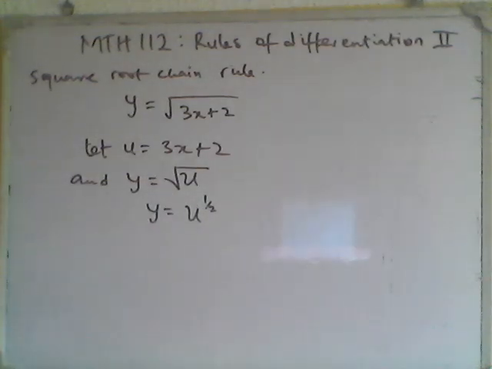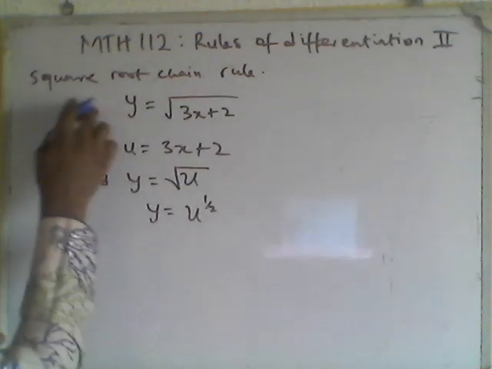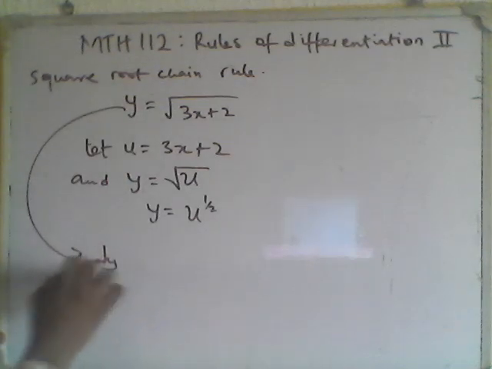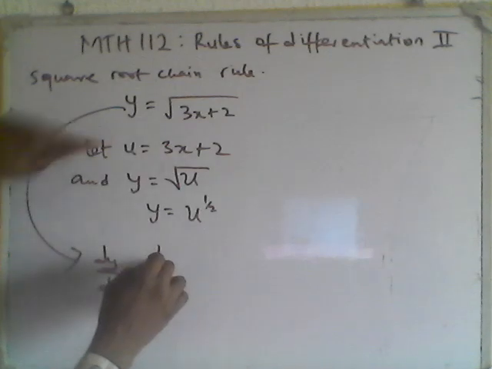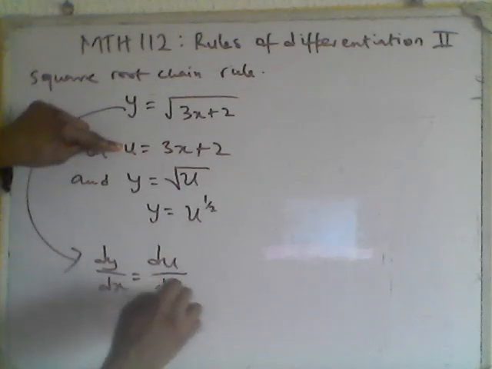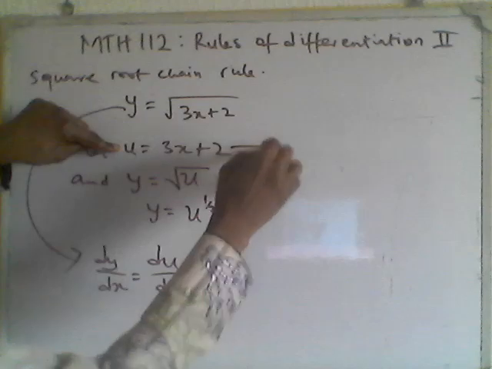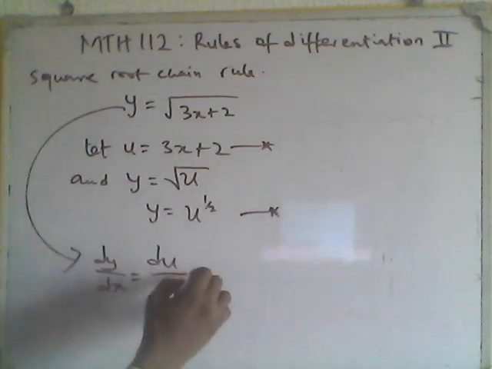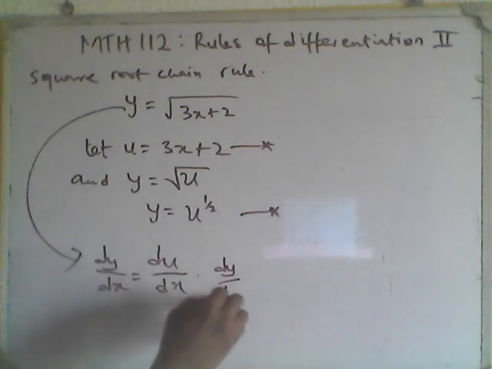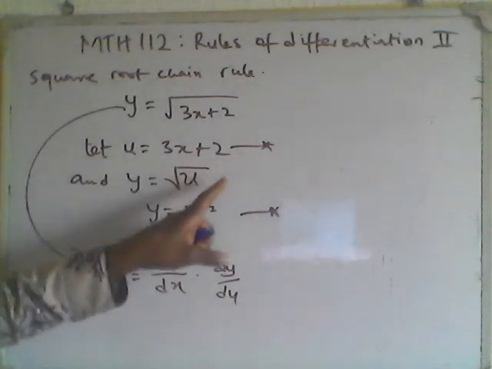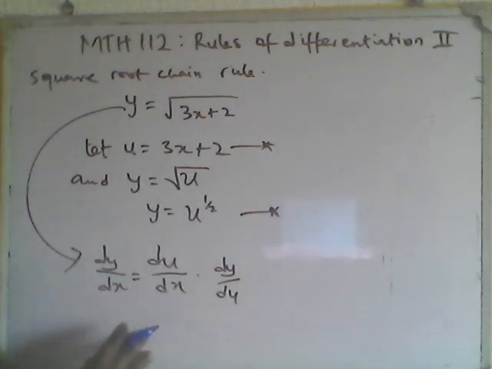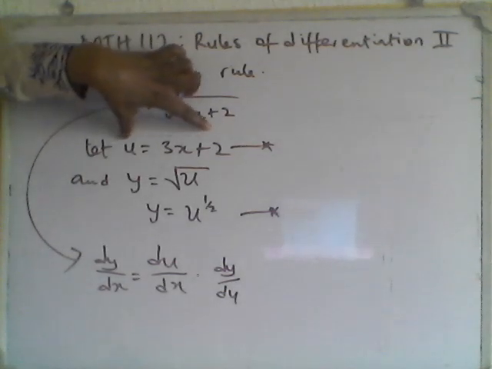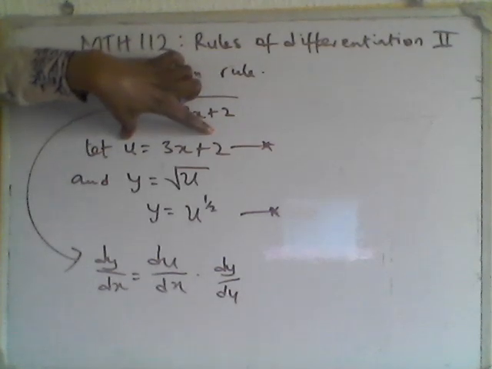So the chain rule, function of a function, says dy/dx is equals to du/dx, differentiate this one, times dy/du, and this one. You see? So we are split into two. I'm differentiating them one after the other. So at this point, I will look at this one again. How do I write the differential expression for this?